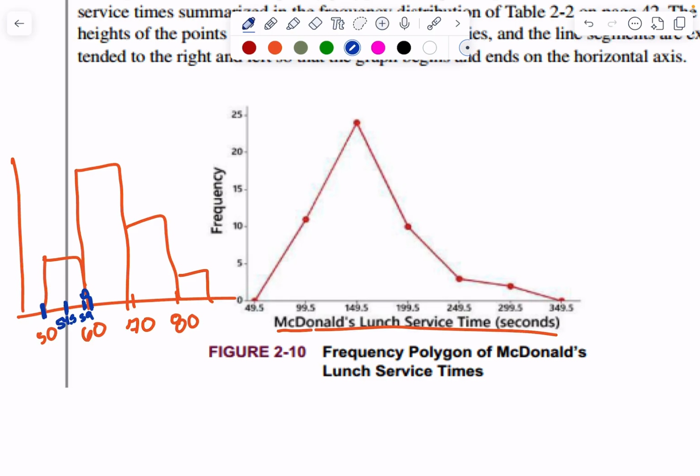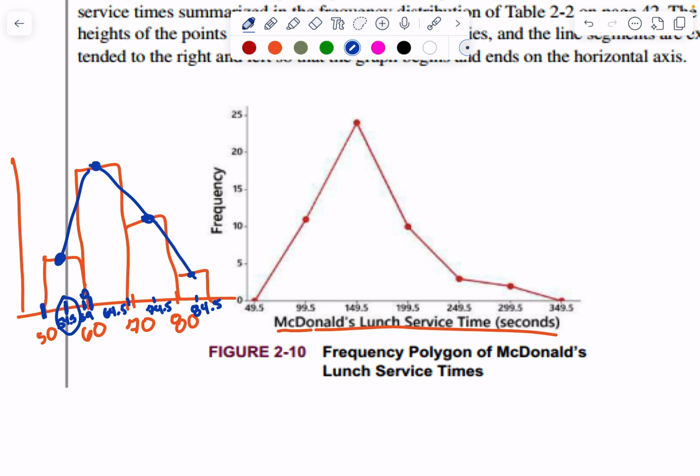Rather than do a bar, I'm going to go to the midpoint and put a dot, right? Then I'm going to go to the next midpoint, which would be 64.5, because again, it goes from 60 to 69, and put a dot there. And then we go to 74.5. So instead of making bars, I'm doing the midpoint and the dots, and then I connect those dots, and that makes a frequency polygon, right?